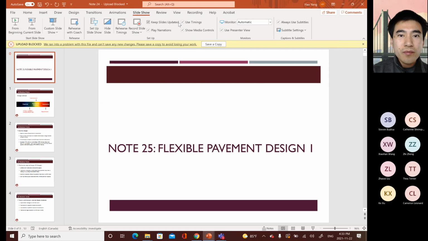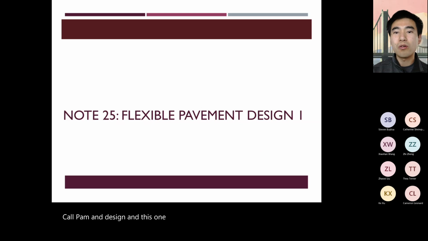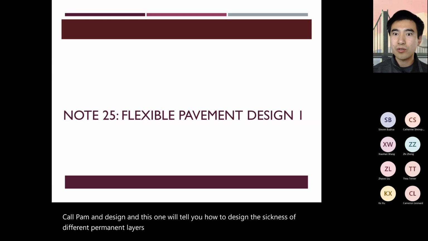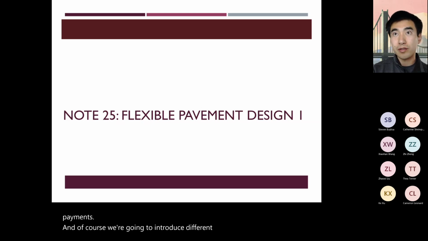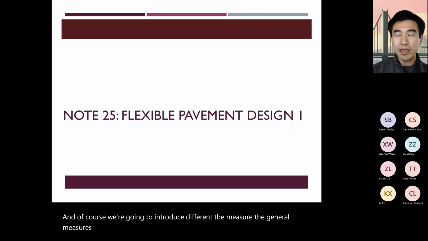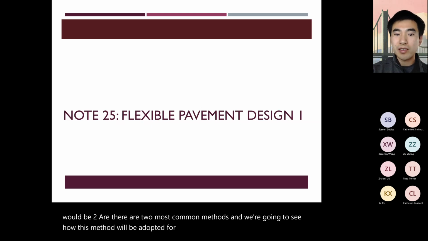Okay, so in this lecture, we're going to start the new chapter about flexible pavement design. This will tell you how to design the thickness of different pavement layers and how to select the structures for the flexible pavement. And of course, we're going to introduce different general methods, which will include the AI method and the AASHTO method, the two most common methods. And we're going to see how these methods are adopted for pavement design in Ontario.